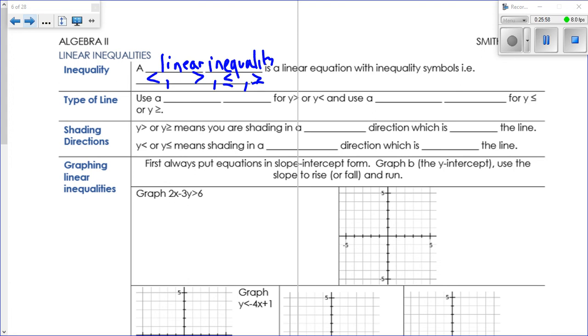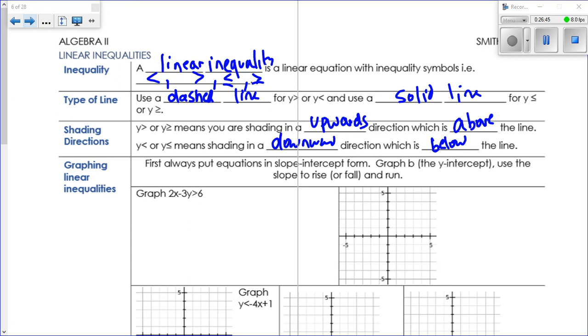So when we're graphing lines for linear inequalities, when you have y is greater than or y is less than, we're going to use the dashed line. You use a solid line when it's equal to. Y greater than or greater than or equal to means you are shading in an upwards direction, which is above the line. Y less than or equal to means you're shading in a downward direction, which is below the line.